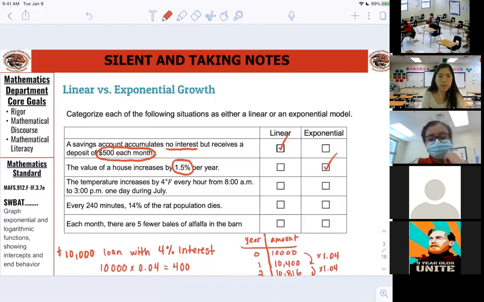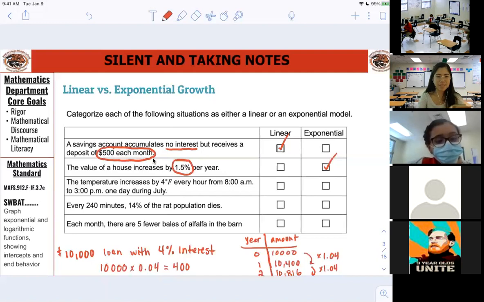All right, number 3. Who can read number 3? I know Tyrone wants to, but somebody else jump in for now. I want to give everyone a chance. Who can read? All right, go ahead, Perla.